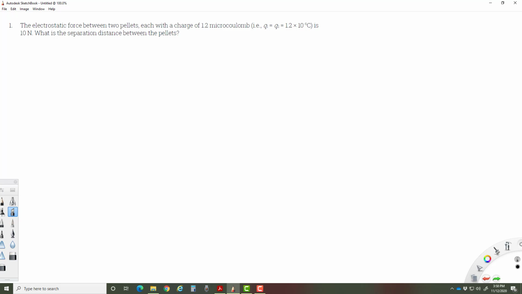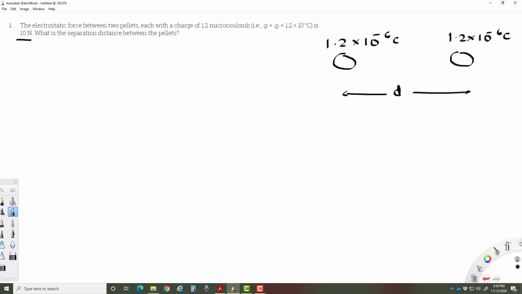So in this question, it is asking what is the distance between two pellets that have the charge of 1.2 microcoulomb. Micro means 10 to negative 6 coulombs. So that's the charge in this pellet, and there is also 1.2 times 10 to negative 6 coulombs on this pellet, and they exert force of 10 Newton on each other, and they are at some distance d apart, and we want to find what that distance is.